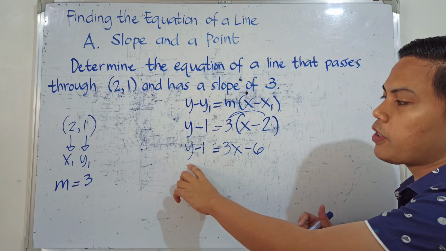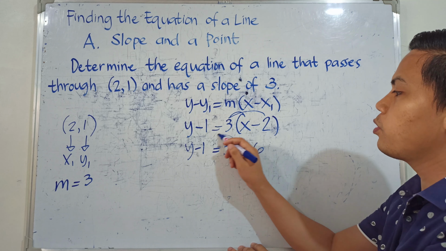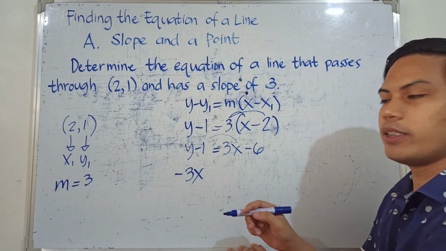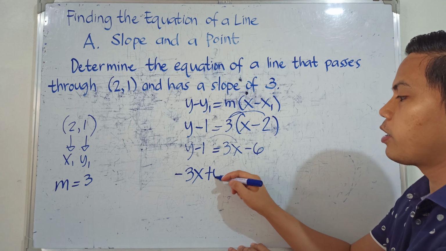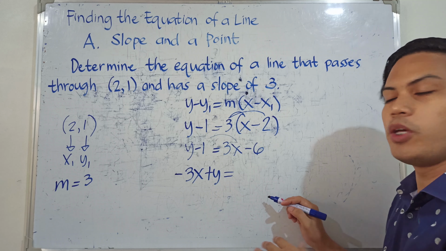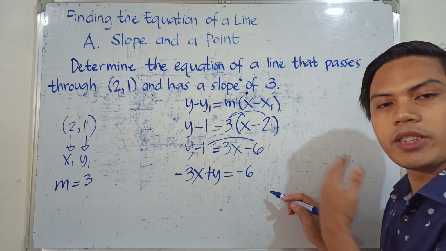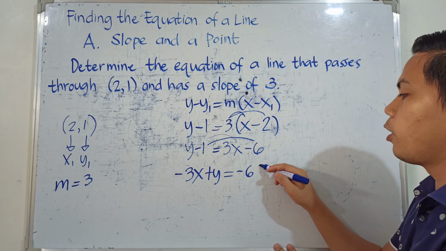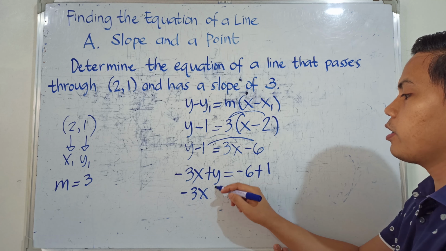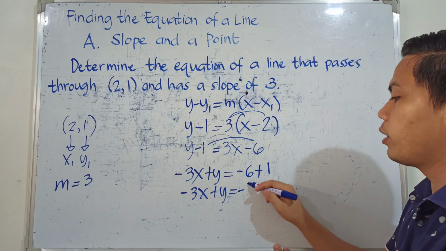So, since nasa left side na ng equation si y, yung ililipat na lang natin is 3x. So, we're going to transpose 3x. So, yung 3x magiging negative 3x. Okay? Then, bring down natin si y plus y is equal to, lahat ng constant ilalagay natin sa right side ng equation. So, bring down negative 6. And we're going to transpose negative 1 sa right side ng equation. So, negative 1 becomes now positive 1. Okay? Simplify, negative 3x plus y is equal to negative 6 plus 1, that is equal to negative 5.